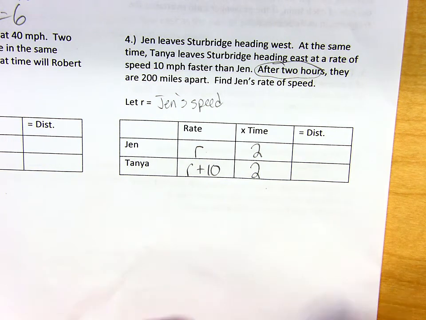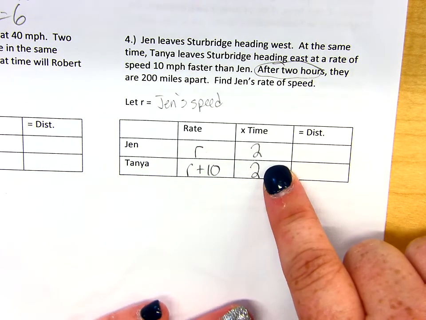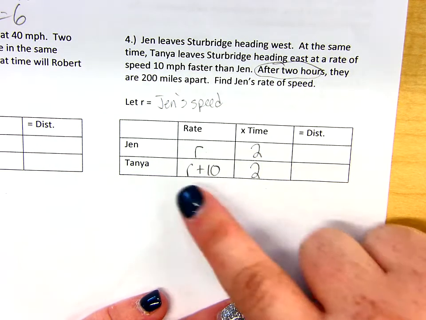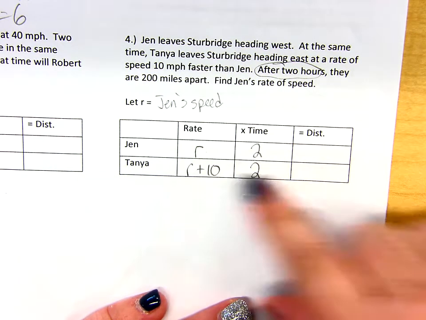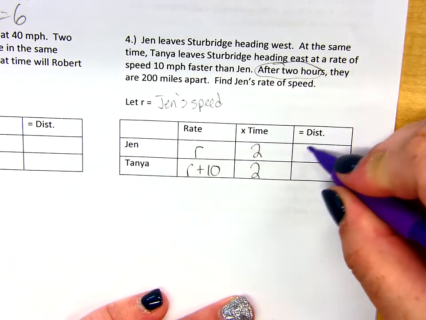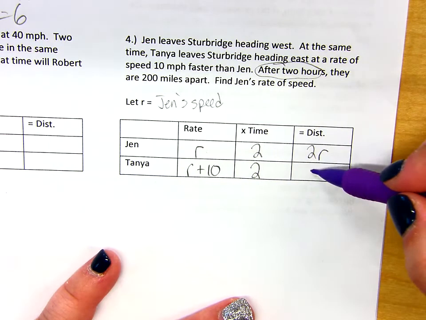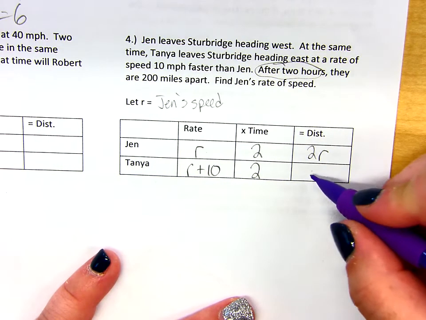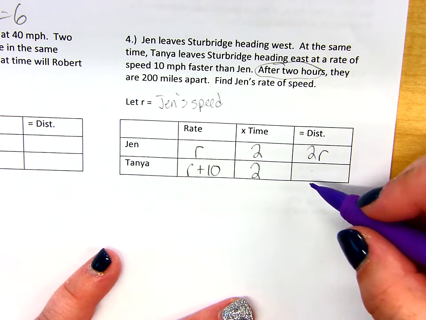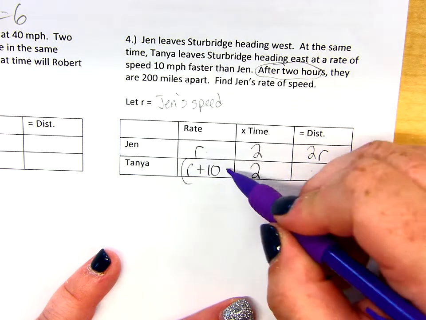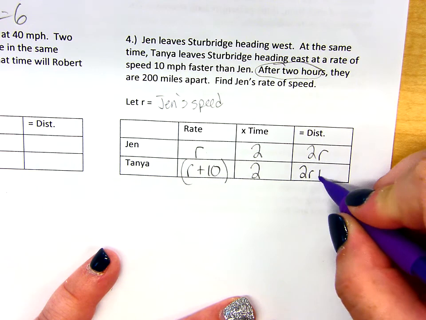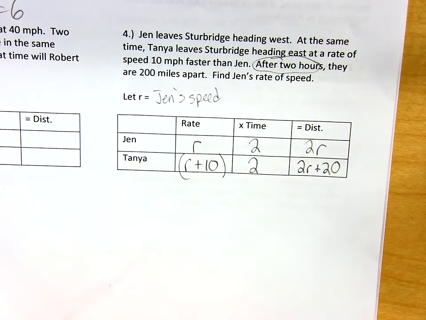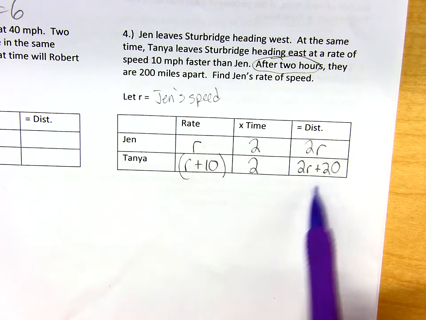And then what do you do once you have these two columns filled out? You multiply straight across. Always. Once those 4 boxes are filled, straight across. So R times 2, of course, is 2R. But what do I put here? 2R plus 20. Yes, 2R plus 20. You have to multiply this whole thing by 2. So that is a very common mistake, is that students forget to distribute. You have to multiply both of those things by 2.